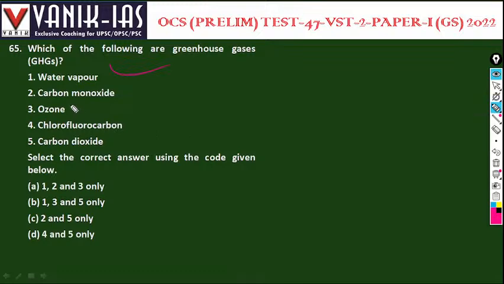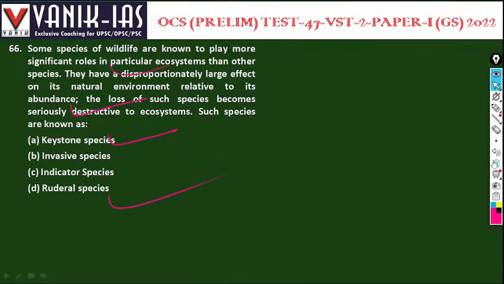Ozone is a greenhouse gas. Carbon dioxide is a greenhouse gas. 1, 3, 5 is the answer. Right? Greenhouse gases increase the temperature of the atmosphere.